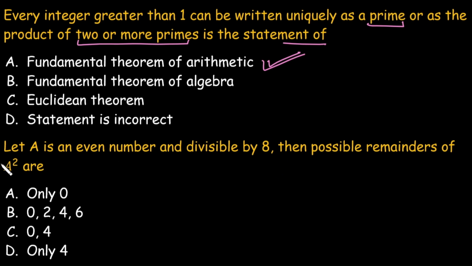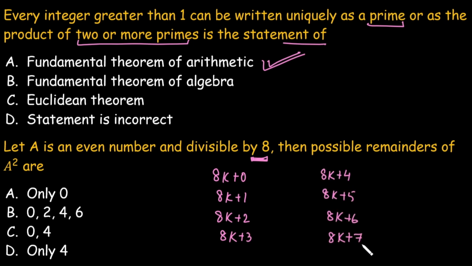Then what are the possible remainders in a square? Whenever we have such a case, where a number is given and we need to find the remainder for its square or cube, we will check what we are going to divide the number by. That is 8. So every number can be written in the form 8k plus 0, whose remainder is 0, or 8k plus 1 whose remainder is 1, 8k plus 2 whose remainder is 2, 8k plus 3 whose remainder is 3, and the same for the others till 7.